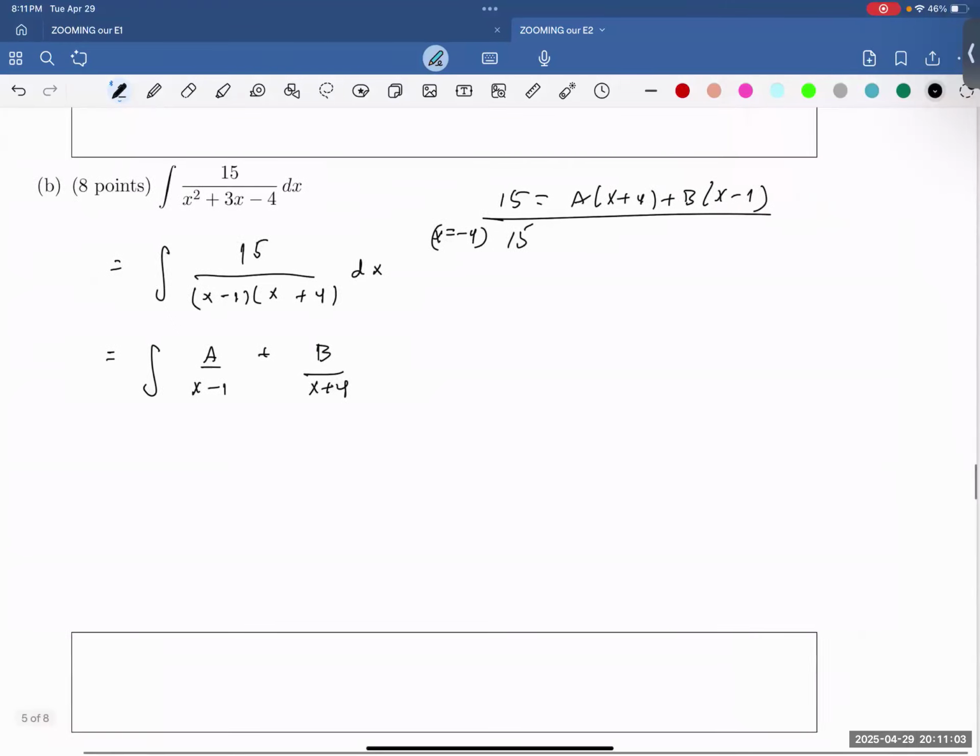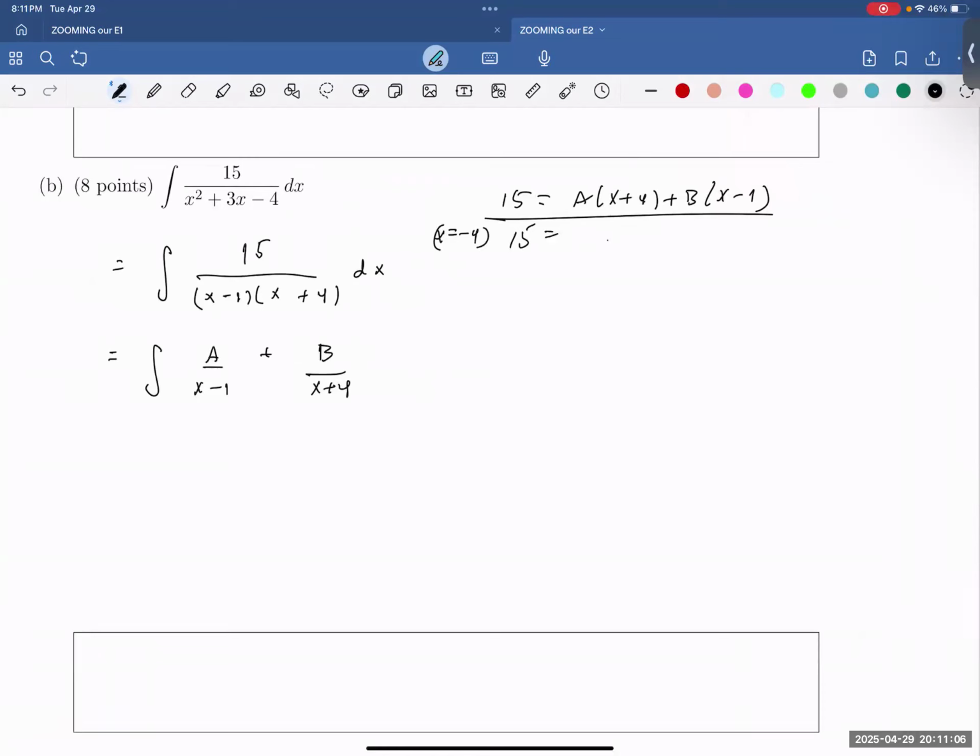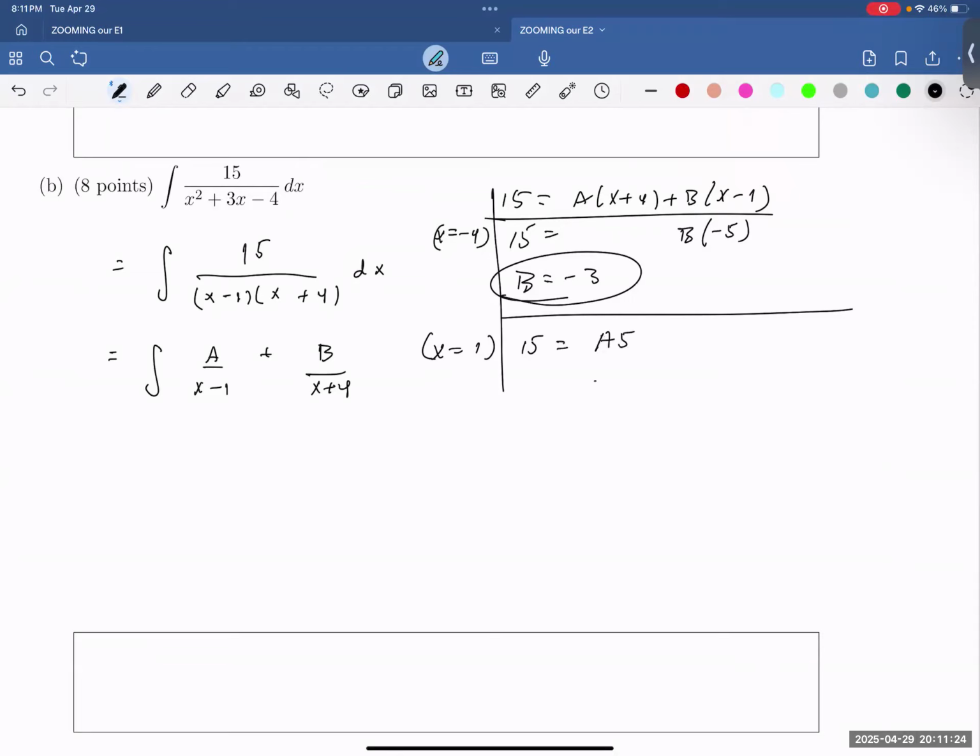When x is negative 4, then 15 equals, the a term goes away, and you get b times negative 5. This tells you that b is negative 3. When x is 1, that's 15 equals 5a. And a is 3. So our integral turns into 3 over x minus 1 plus negative 3 over x plus 4.